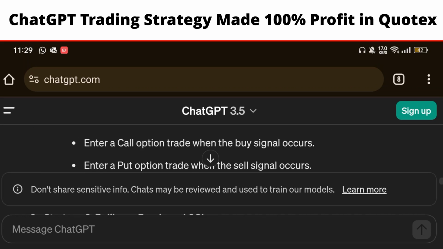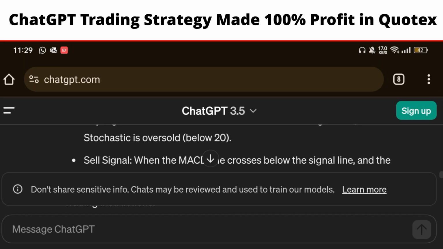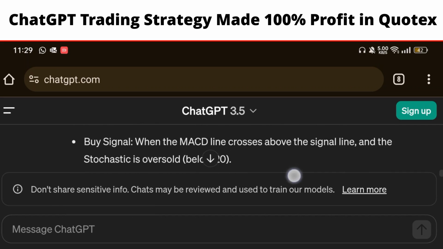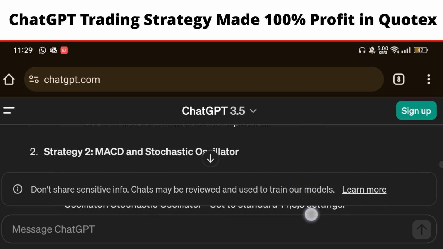Remember, we've not indicated the platform that we want to use these strategies on. So ChatGPT has just given the standard strategies that you can use on any binary options trading platform.